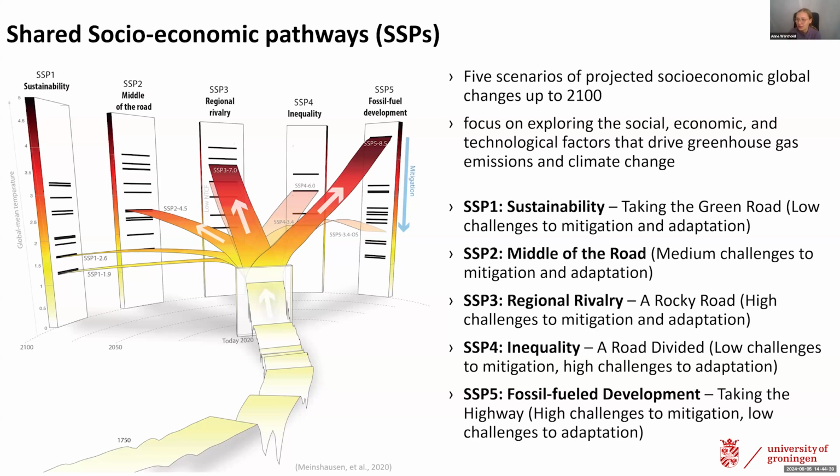And then you see also that the greenhouse gas emission and global mean temperature will rise differently based on the scenario. So for SSP1, our mean temperature will remain the lowest, whereas if you project a scenario using the SSP5, our global mean temperature will rise the most.